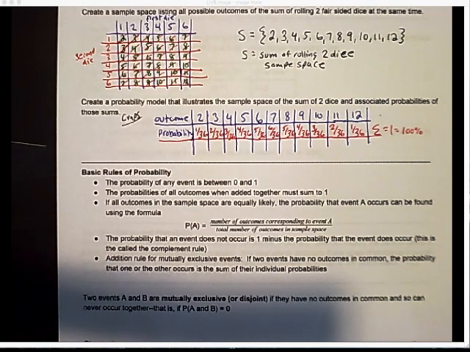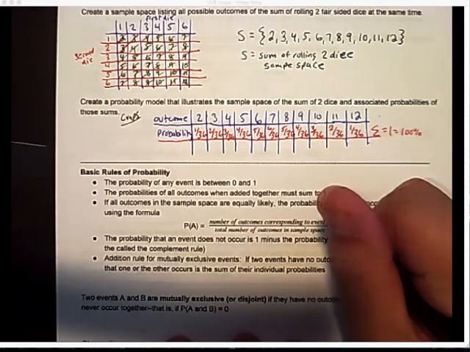Now the third bullet says if all of the outcomes in the sample space are equally likely, the probability that event A occurs can be found by using the formula. And the probability of A would equal the number of outcomes corresponding to event A and the total number of outcomes in the sample space. Okay, so what does that mean?